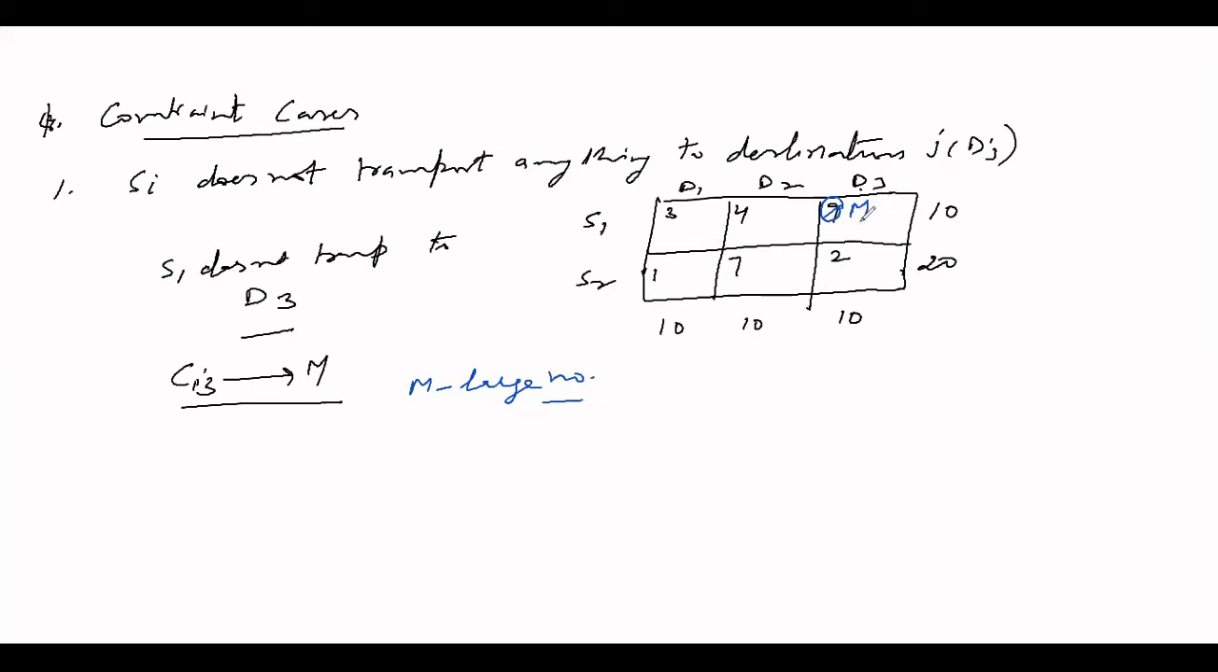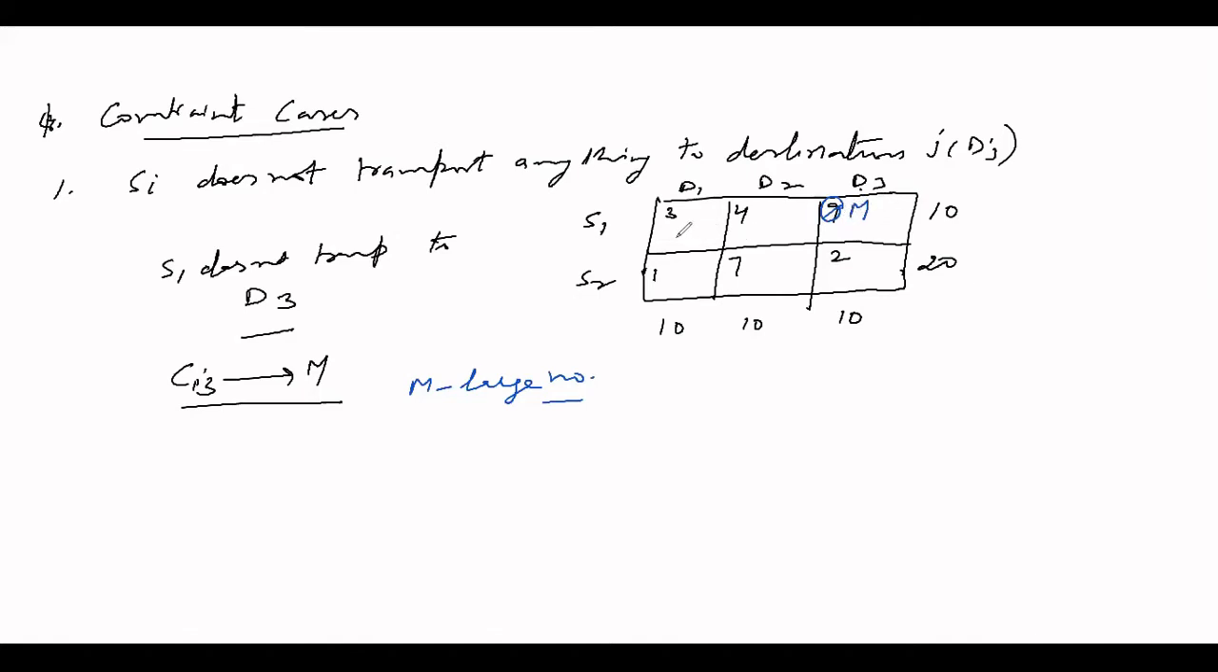Suppose you are able to give initially some amount to this cell where you are given an M cost. Eventually, when you are using the ui vj rule, because of this M, your zij minus cij will be very large for this case, and so it will eventually go out of the basis. So you will get a better route so that the allocation from this cell is removed.